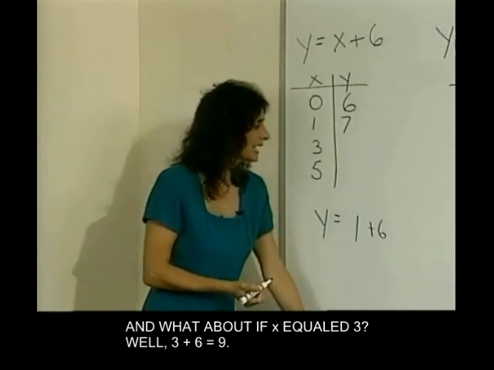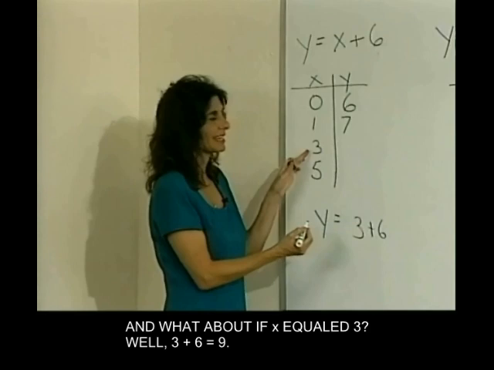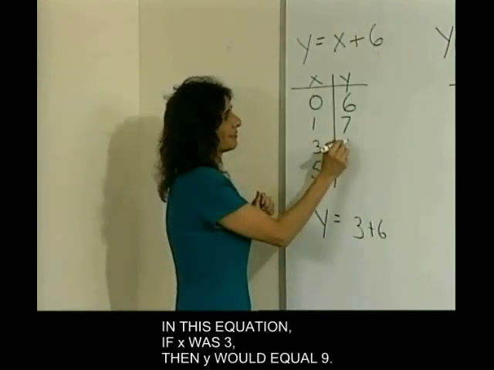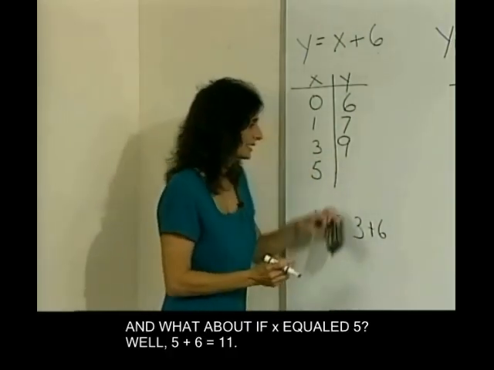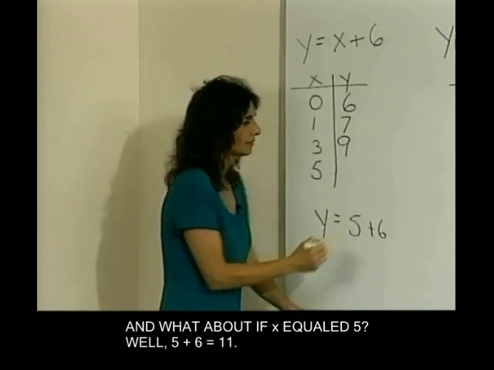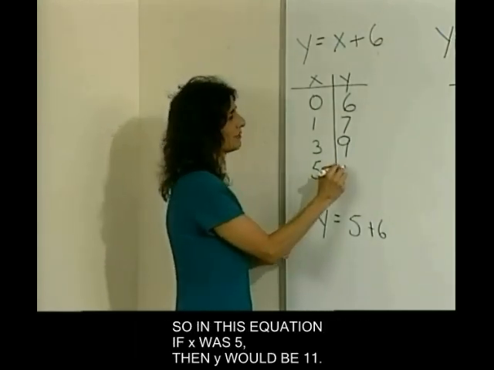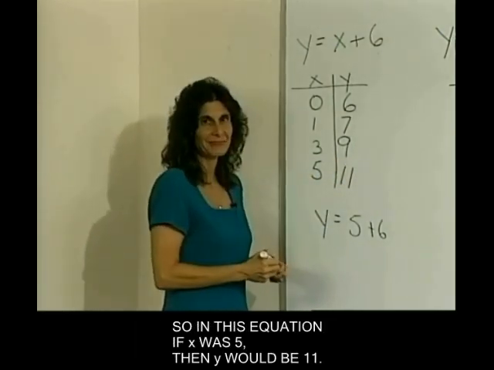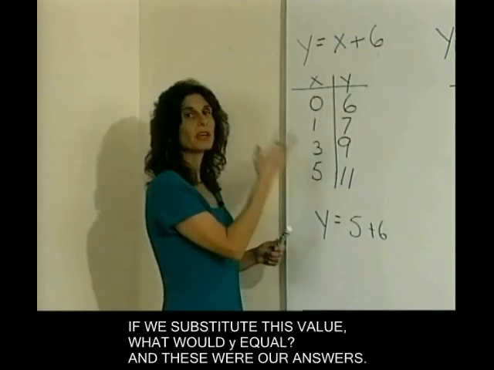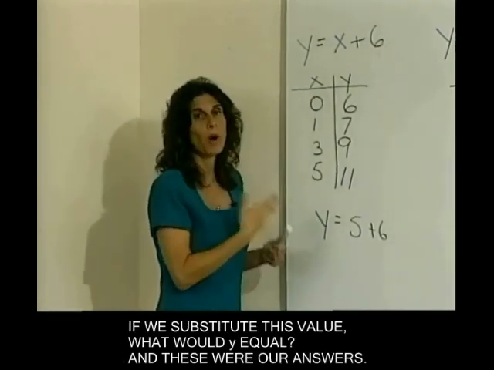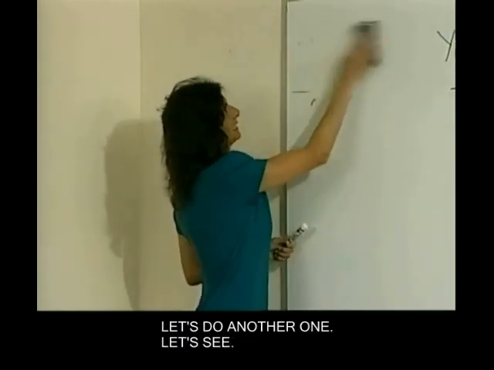And what about if x equaled 3? Well, 3 plus 6 is 9. In this equation, if x was 3, then y would equal 9. And what about if x equaled 5? Well, 5 plus 6 is 11. So in this equation, if x was 5, then y would be 11. So what did we do? We substituted these values for x, and we said if we substitute this value, what would y equal? And these were our answers.